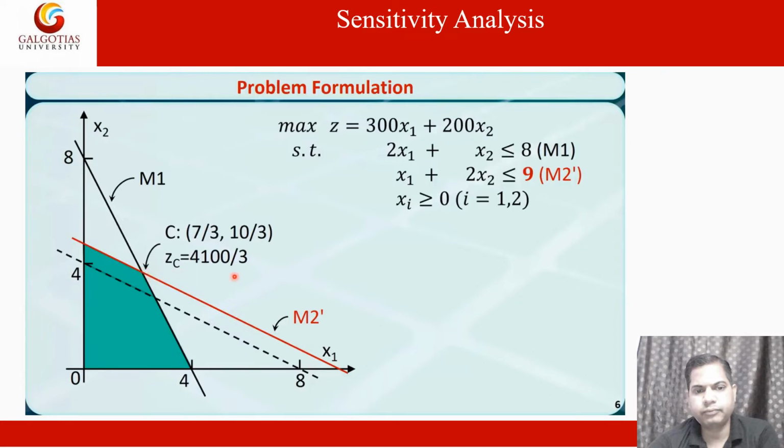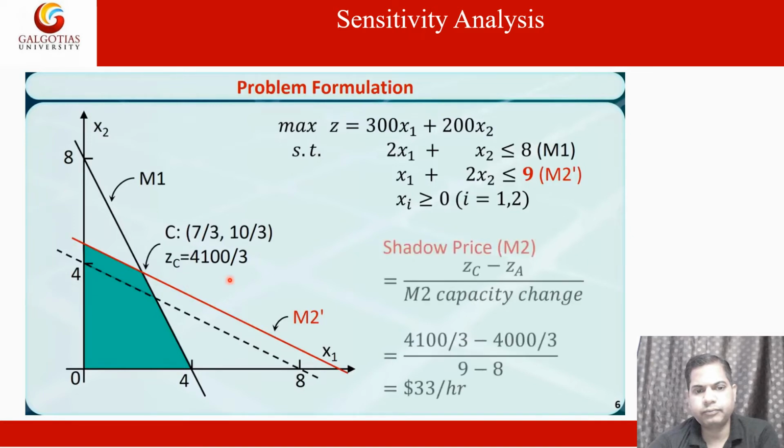The objective function value at this point is 4,100 over 3. The shadow price of machine 2 is the new z value minus the old z value, divided by machine 2's capacity change. So the shadow price of machine 2 is $33 per hour. It means each hour increase on machine 2 will bring in $33 more profit.